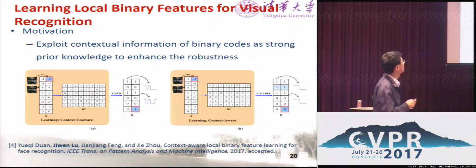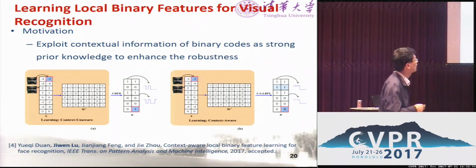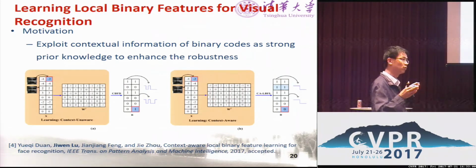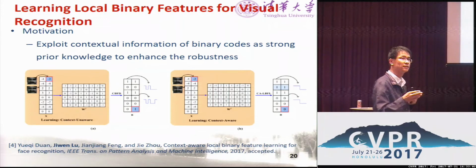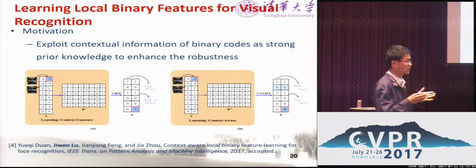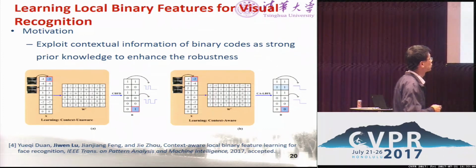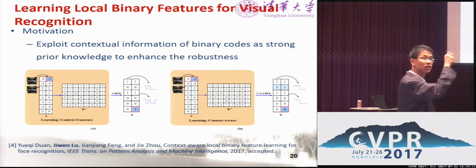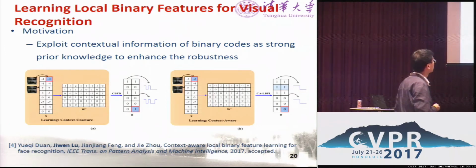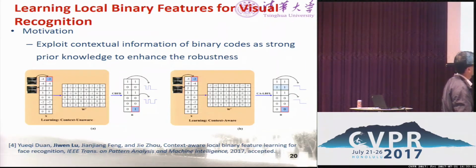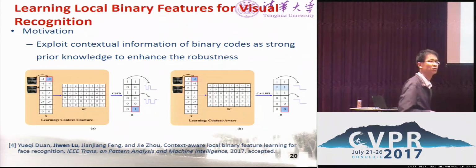Here, the contextual information means we want to make a constraint on this binary code. That is to say, the binary code is not only learned bit by bit; we want to learn them together, jointly. We want to make a constraint that considers the transition times between the learned binary code, from 1 to 0. Previously, maybe CBFD is learned like this, but in our case, context-aware local binary feature learning is expected to get binary code like this.